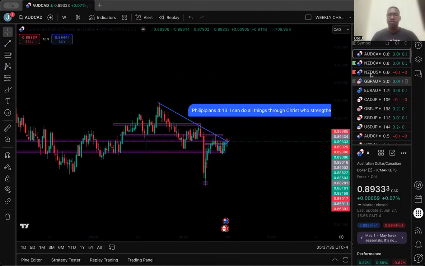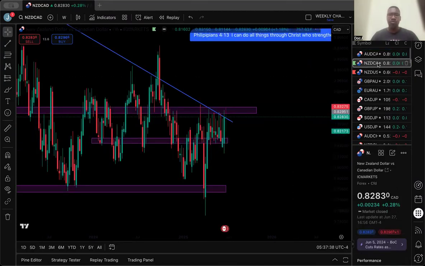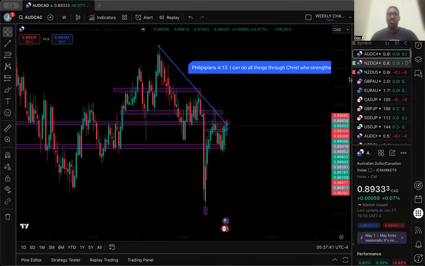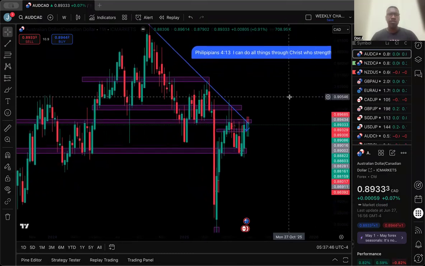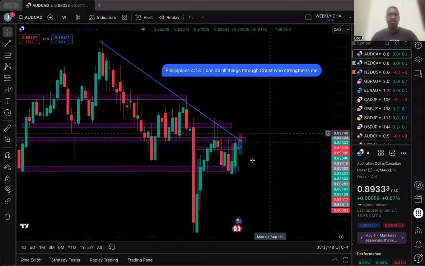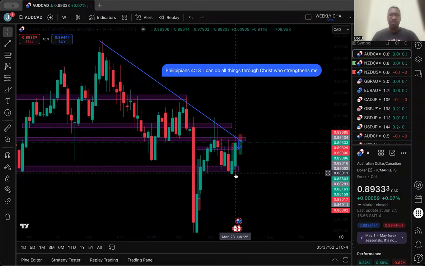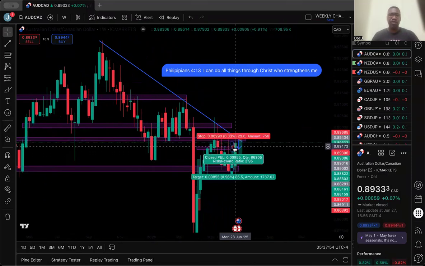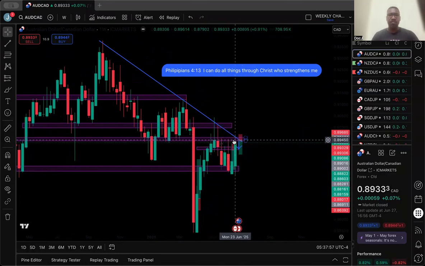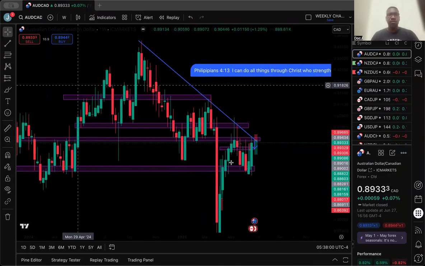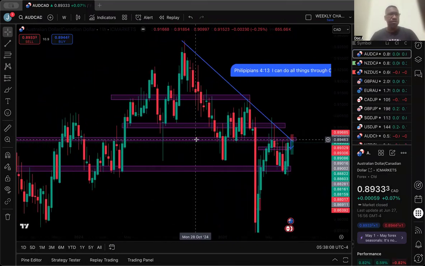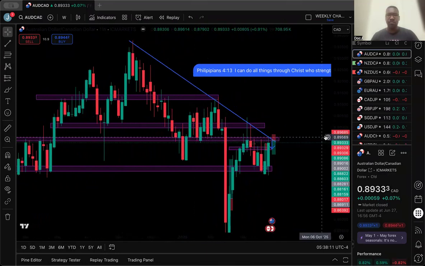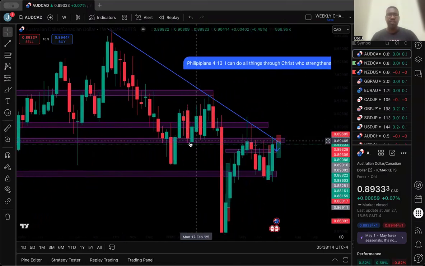Now let's jump into this week. I only have a few pairs this week, there's only a few of them I actually like the way they look. I'm going to start off with the AUD CAD. As you can see, all of last week we had this massive, massive bullish candle. But now it's at our trend line, and it's at our area of interest, our support and resistance level. And this is on a weekly time frame.